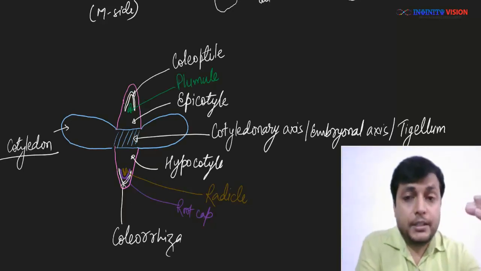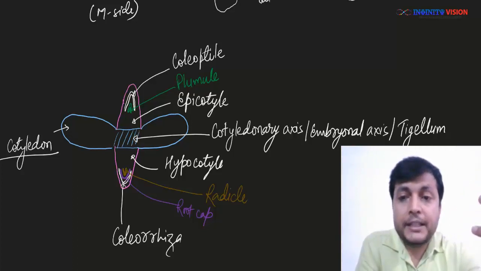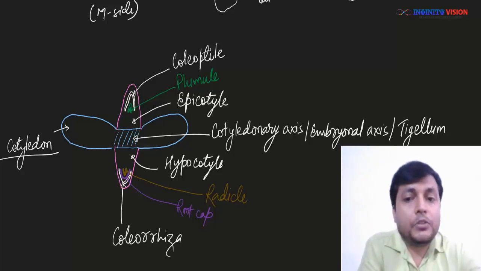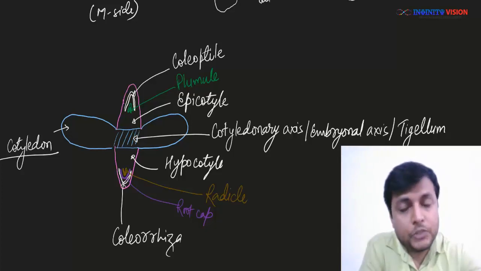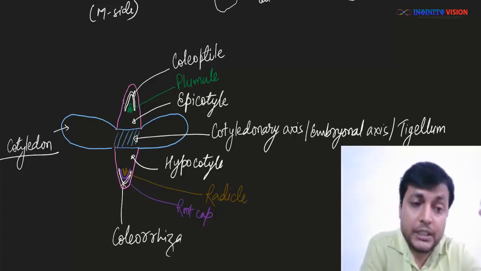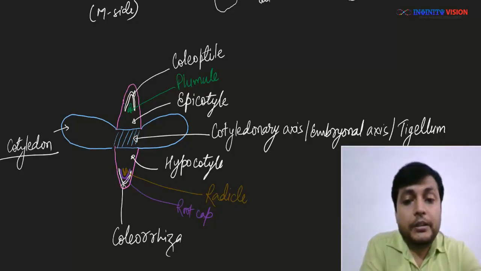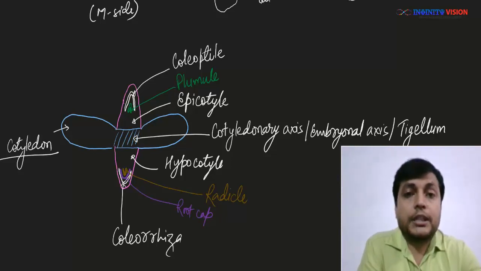So what you can see here is in a matured embryo, you find the cotyledonary axis, from where the two cotyledons remain attached, and then above that the epicotyl, and above the epicotyl you find coleoptile and plumule. Similarly, below the cotyledonary axis you find hypocotyl, and below the hypocotyl you are going to find radicle, root cap tissue and coleorhiza. So this is a detailed structure of a dicot embryo, a matured embryo.